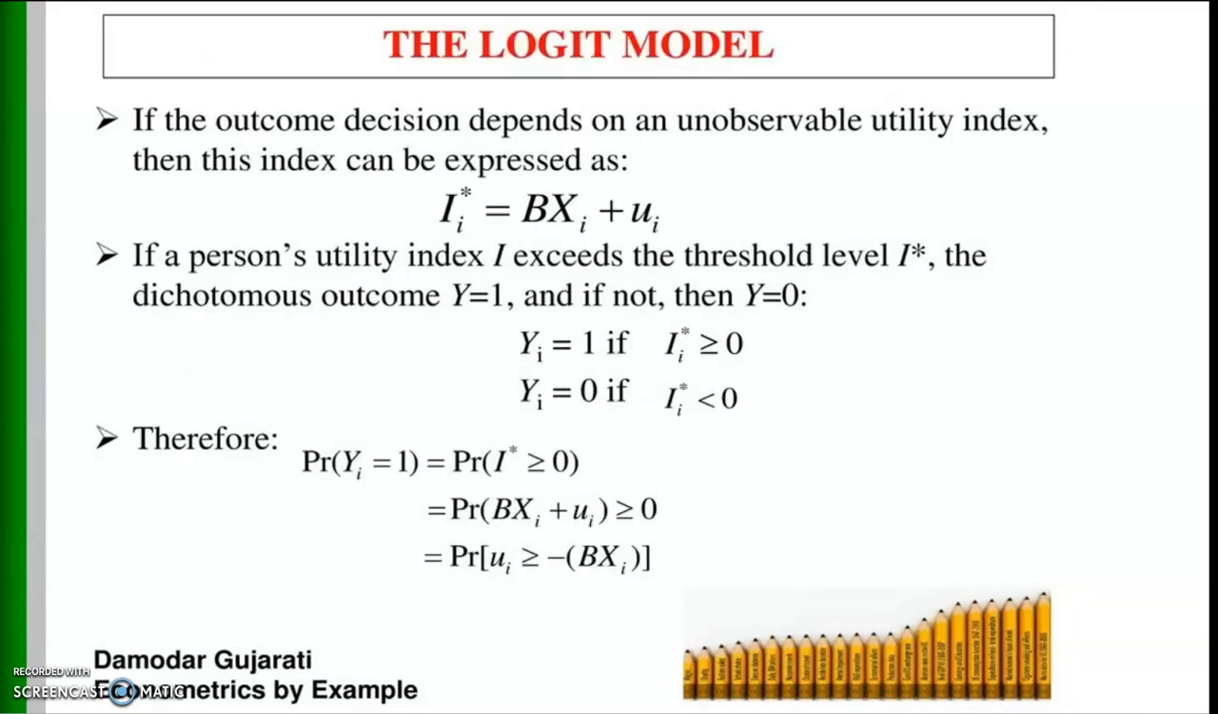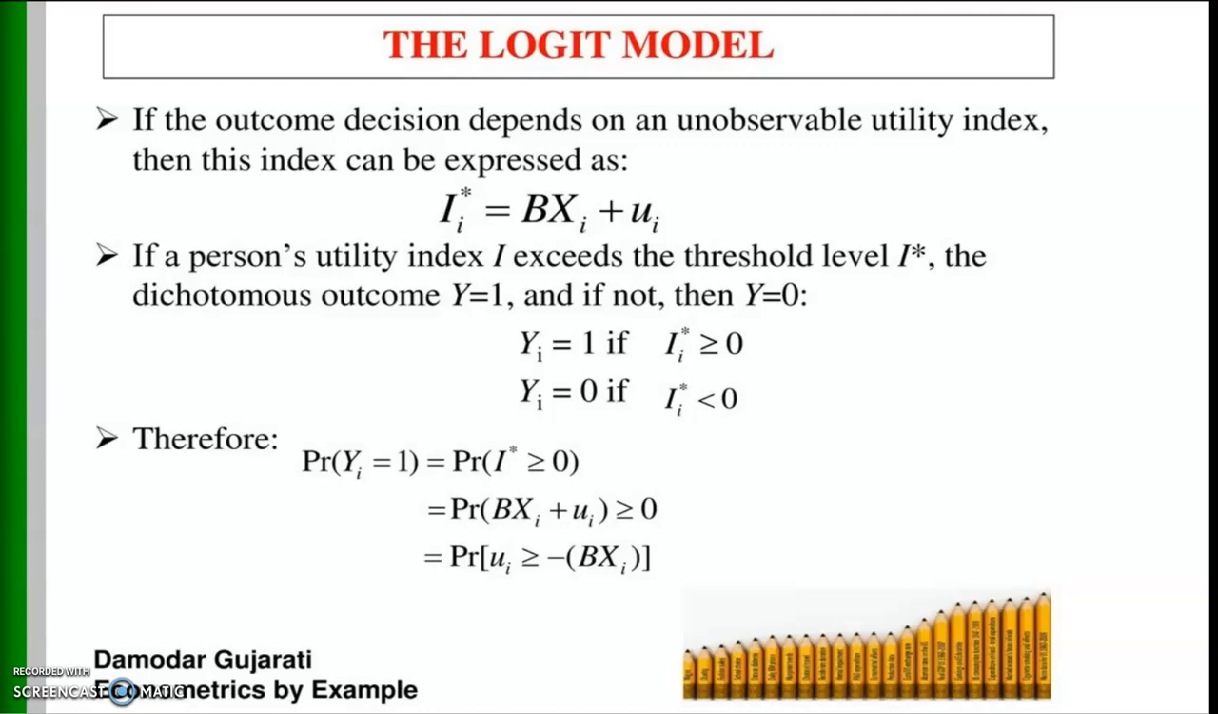The second type of limited response dependent regression model is the Logit model. Now, if the outcome decision depends on an unobservable utility index, then this index can be expressed as I star, that is equal to beta xi plus ui. If the person's utility index I is greater than the threshold I star, the dichotomous outcome y equals 1, and if not, then y is equal to 0.